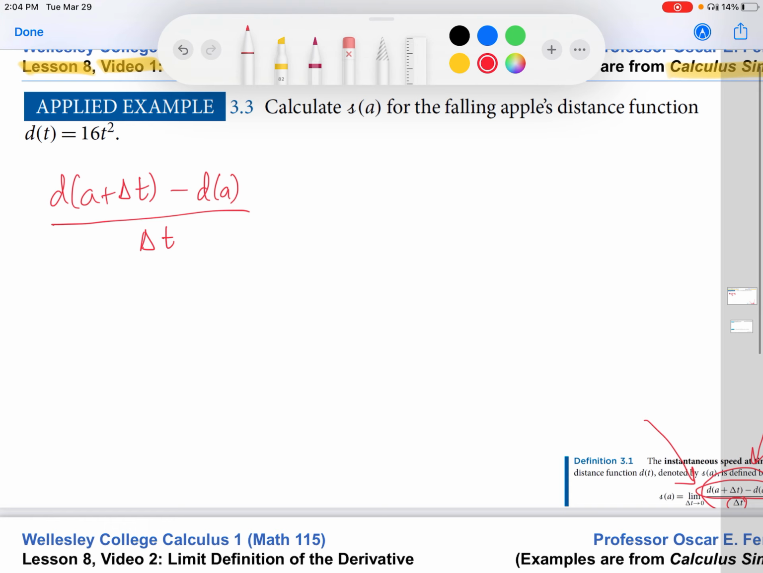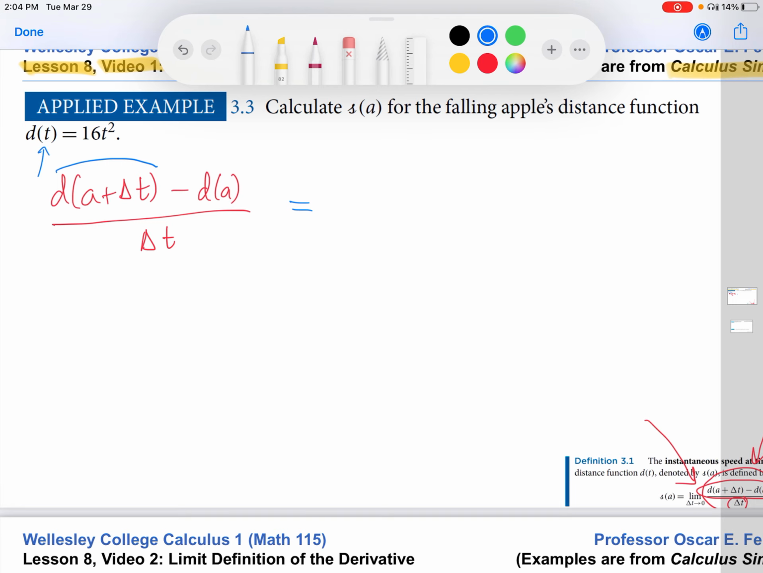Now this is really a function composition problem. So d of a plus delta t: I'm going to go over to t here and understand first what the function is doing to t. It's squaring it, multiplying it by 16. And then everywhere I see a t, I'm going to substitute a plus delta t. So a plus delta t is going to get squared and multiplied by 16. That is the function d of t.